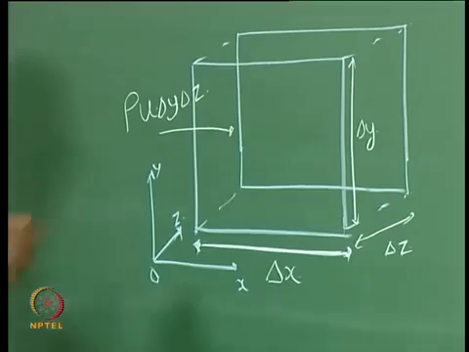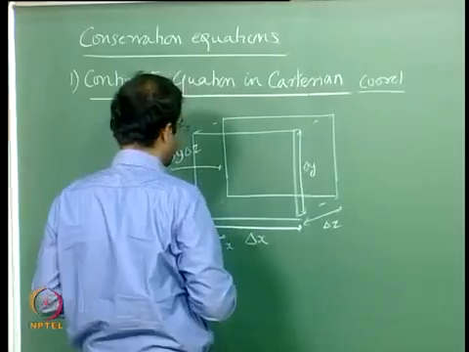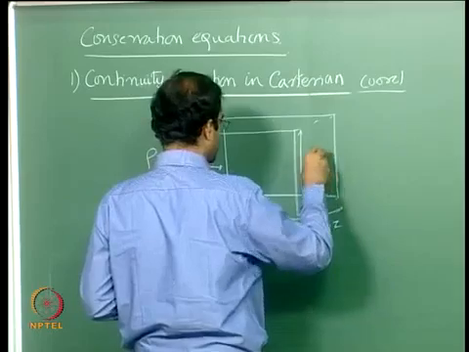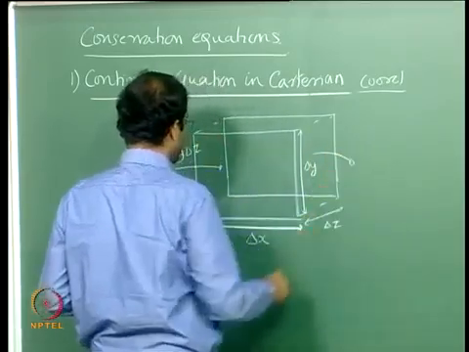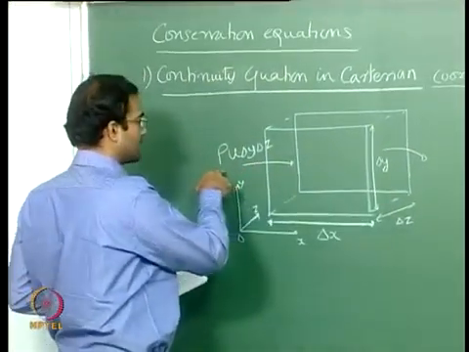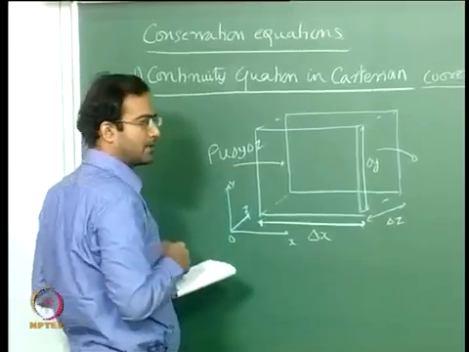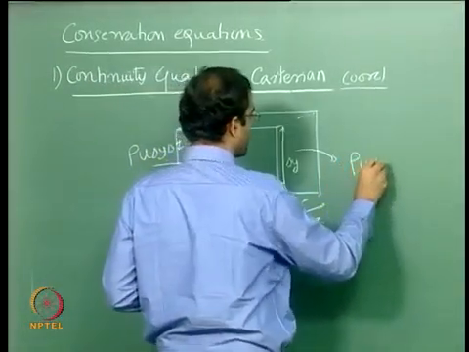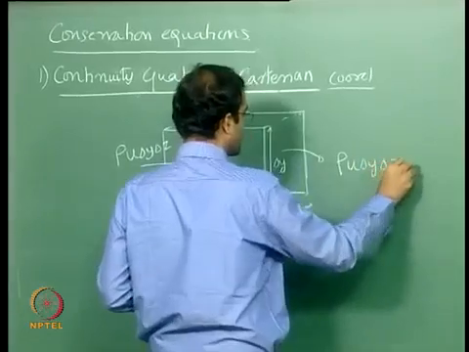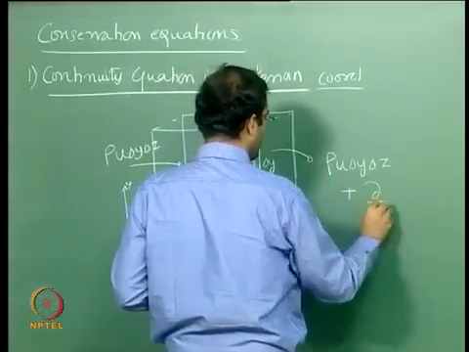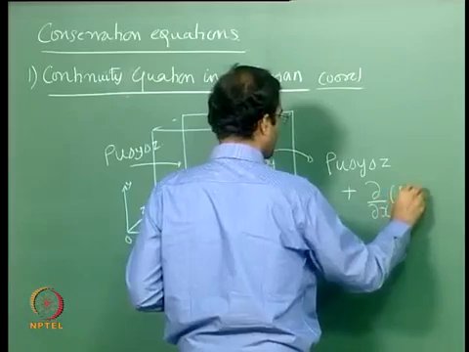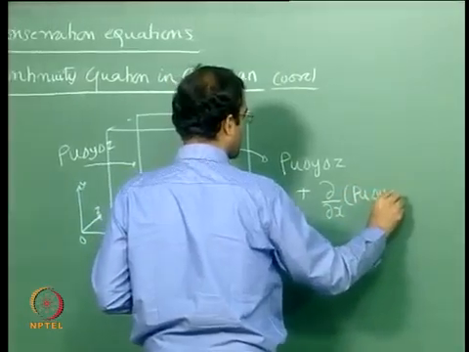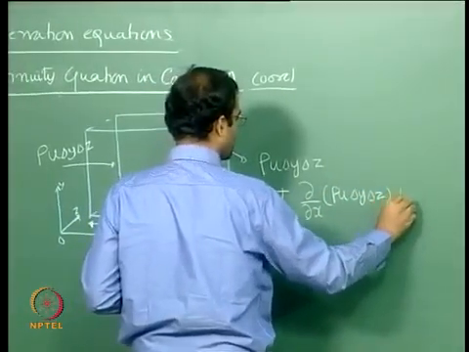So that is your mass flow rate which is entering through the left face of the control volume, and in the x direction the mass flow rate which is leaving can be related to the mass flow rate which is entering by means of a Taylor series expansion. So this can be written as rho u delta y delta z plus d by dx of rho u delta y delta z into delta x.